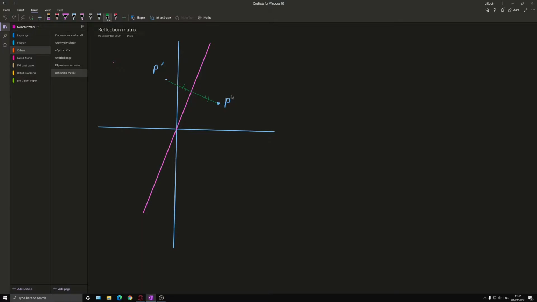I will call the reflected point P prime. Let's suppose P is at coordinates x1, y1, and the reflected point is at x2, y2. We may approach this geometrically.